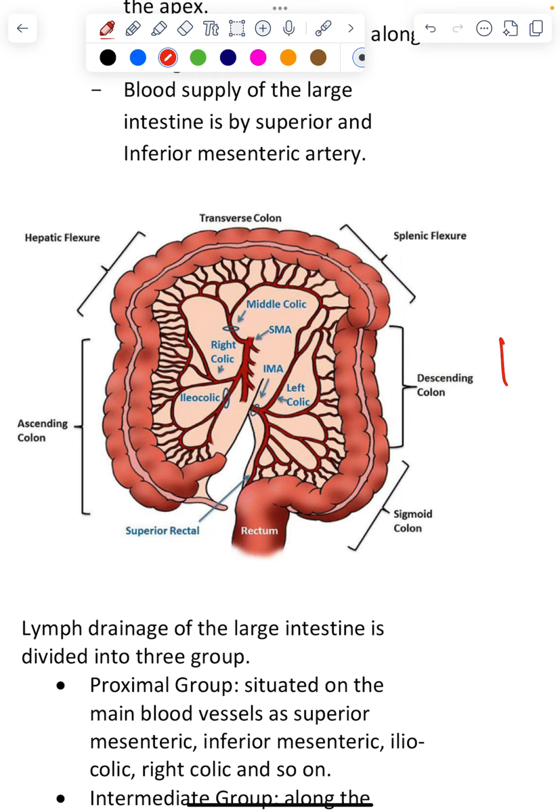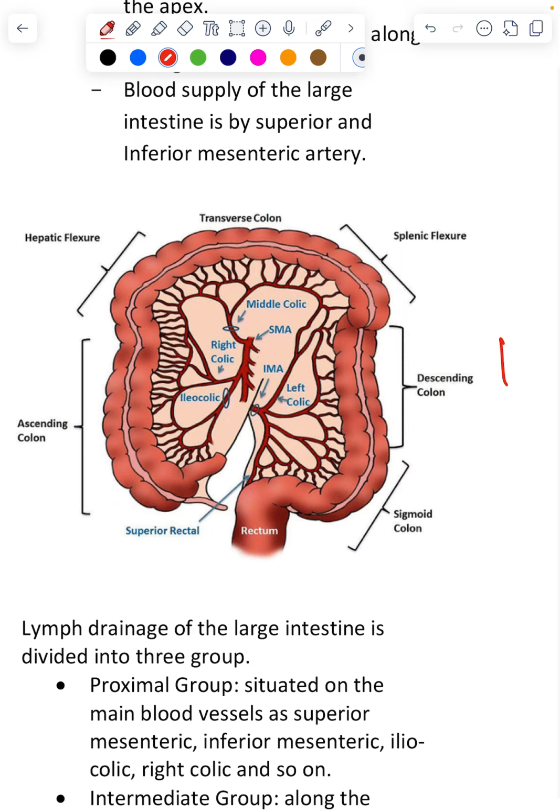Blood supply is most important. It is from the superior mesenteric artery, which supplies the whole of the right side of the colon and roughly the transverse colon, and the inferior mesenteric artery is below. So what is there? There is ileocolic and right colic, and middle colic and left colic. There are right, left, and middle colic. So right colic, middle colic and ileocolic are from the superior mesenteric artery.